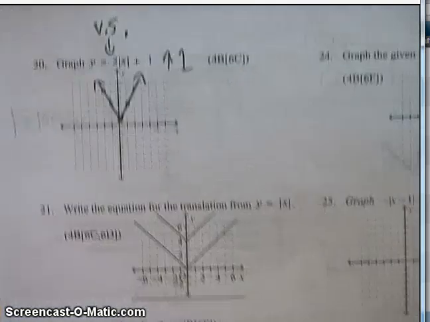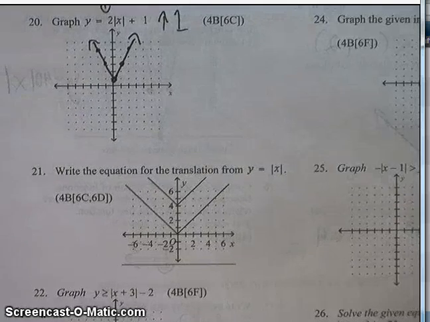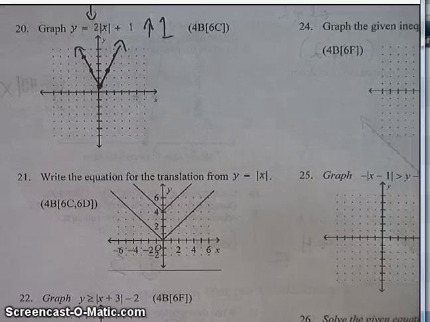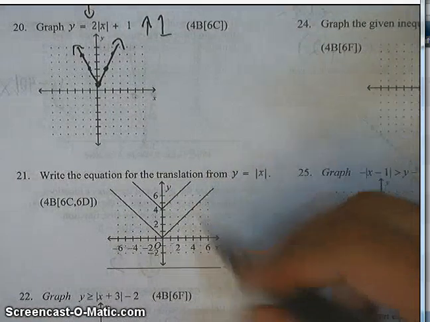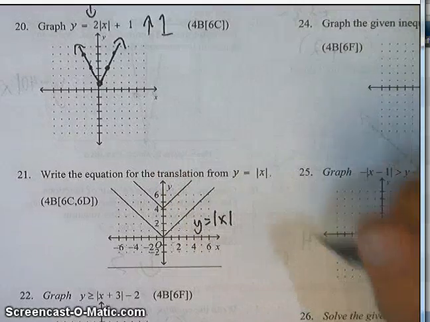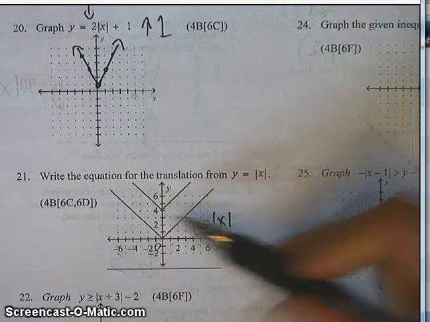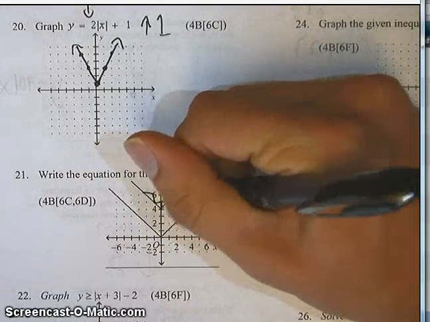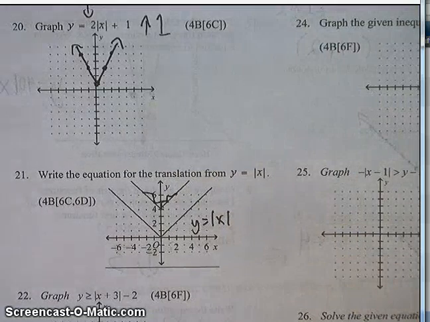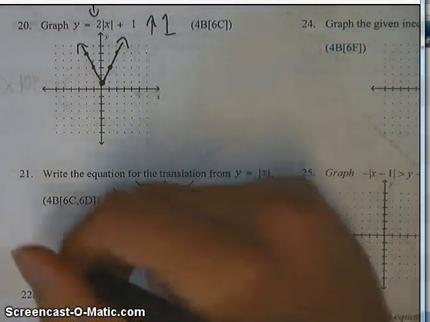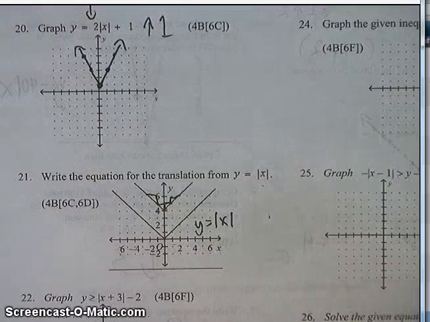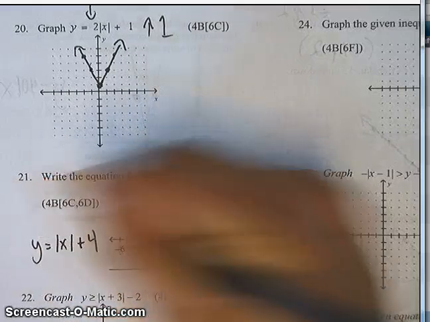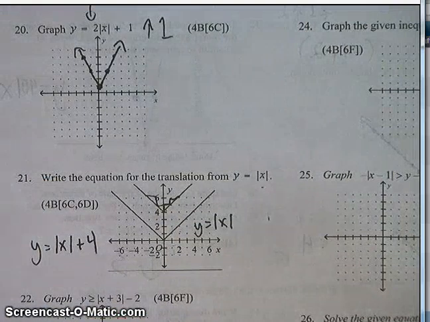Okay. 21. Write the equation for the translation from y equals absolute value of x. Well, it looks like here's y equals absolute value of x right here. And so we've pushed it up 4. It hasn't gone left or right at all. And it looks like this thing's still going up 1 over 1 in both directions. So the slope hasn't changed. So the equation is simply going to be the original pushed up 4. So y equals absolute value of x plus 4. That's it.